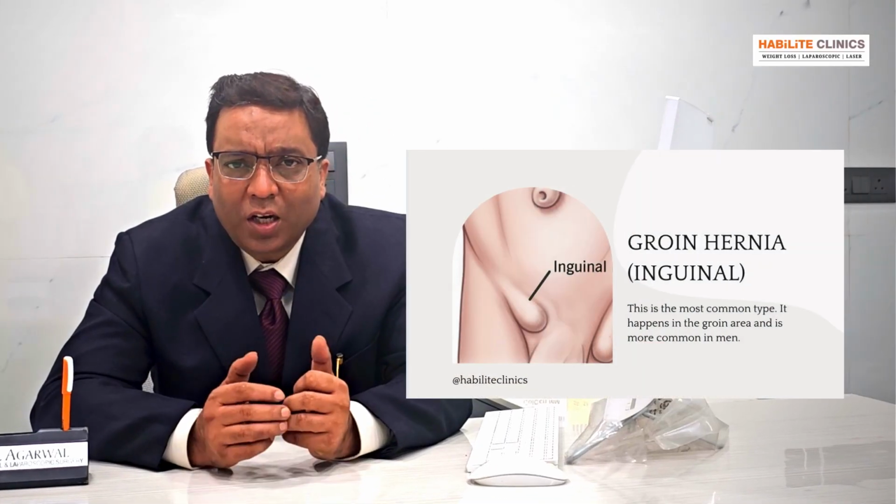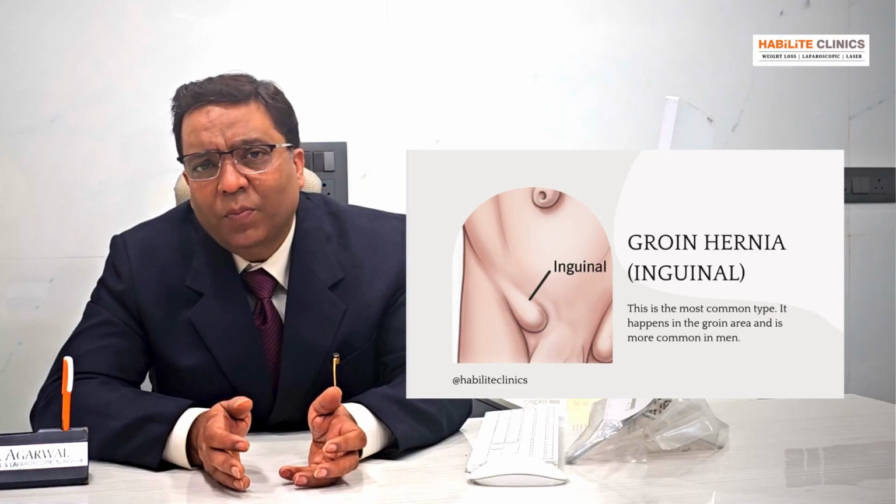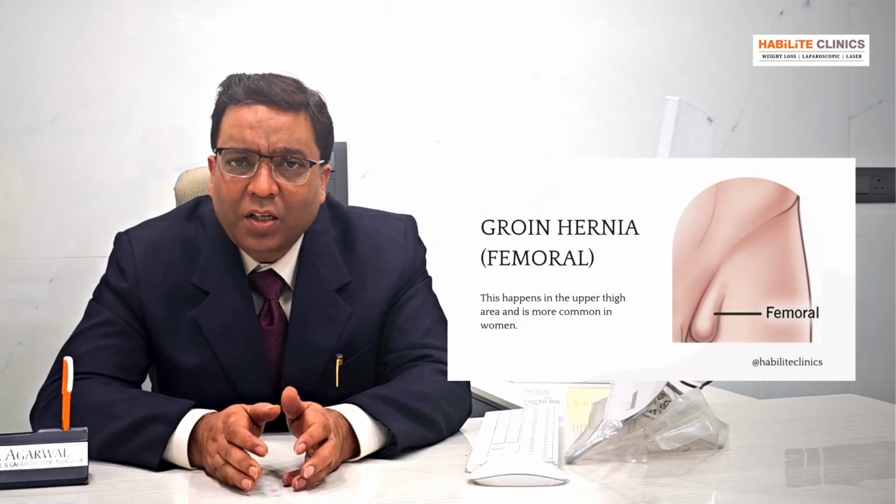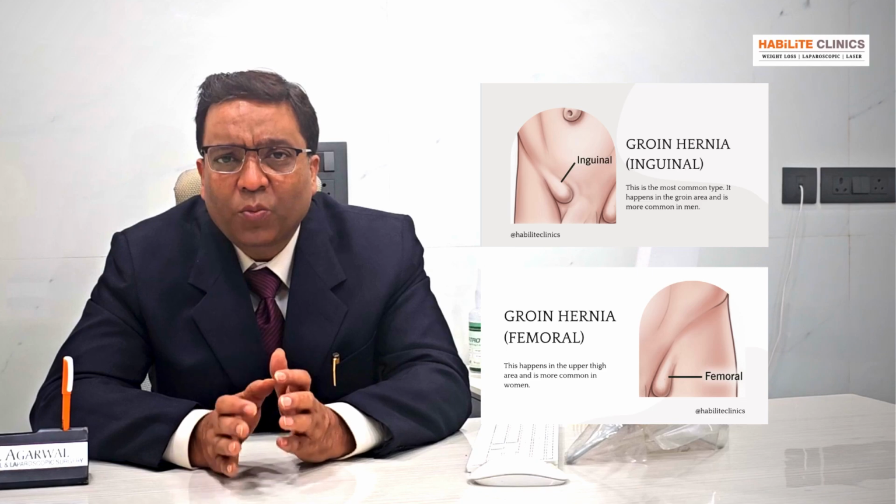Now, coming on to the different types of hernia. Hernia can occur in different areas of our body, and the most common type of hernia is the groin hernia. Groin hernia usually occurs at the junction of our abdomen and thigh, and the groin hernia can be of two types. It can be inguinal hernia or it can be femoral hernia. Inguinal hernia is more common as compared to femoral hernia, but it is very difficult for a lay person to tell whether he is suffering from inguinal hernia or a femoral hernia.